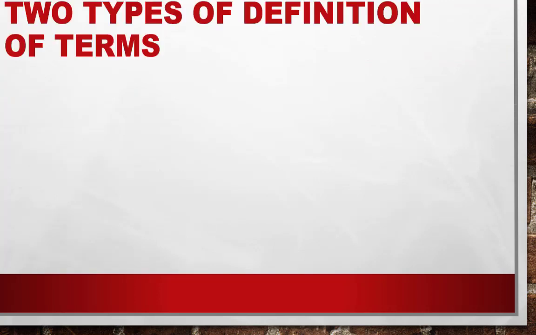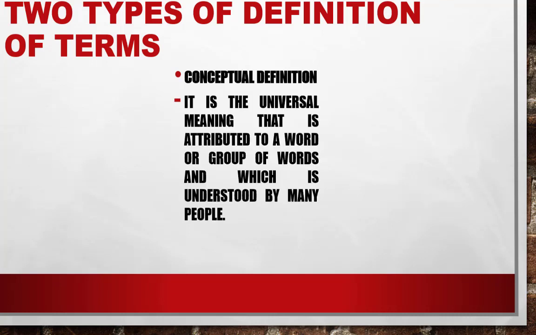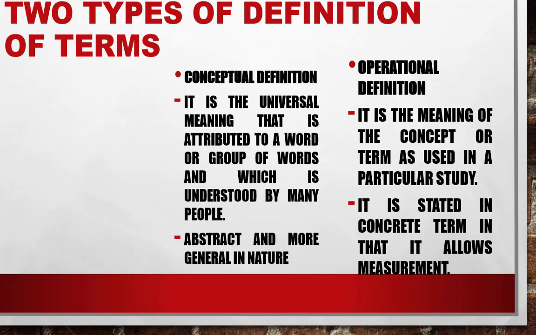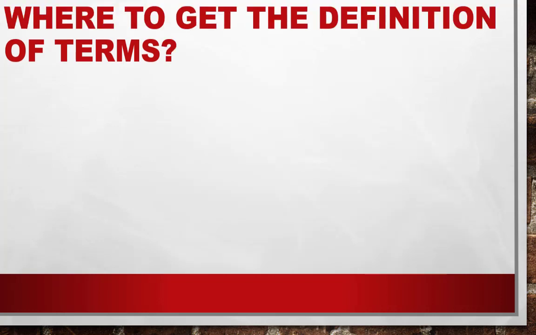There are two types of definition of terms. One is conceptual and the other one is operational. When we say conceptual, it's the universal meaning that is commonly understood by many people. So it is abstract and more general in nature. Whereas an operational definition is the meaning of the concept or term as used in a particular study. So it is stated in concrete terms, and it also allows measurement.